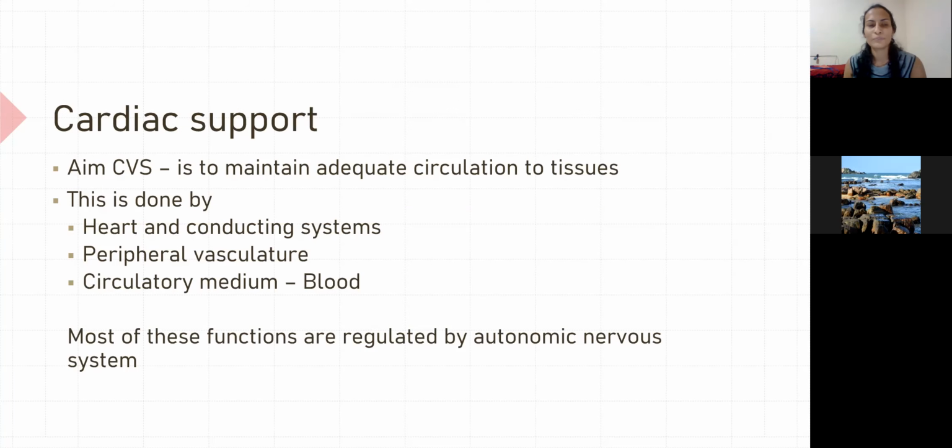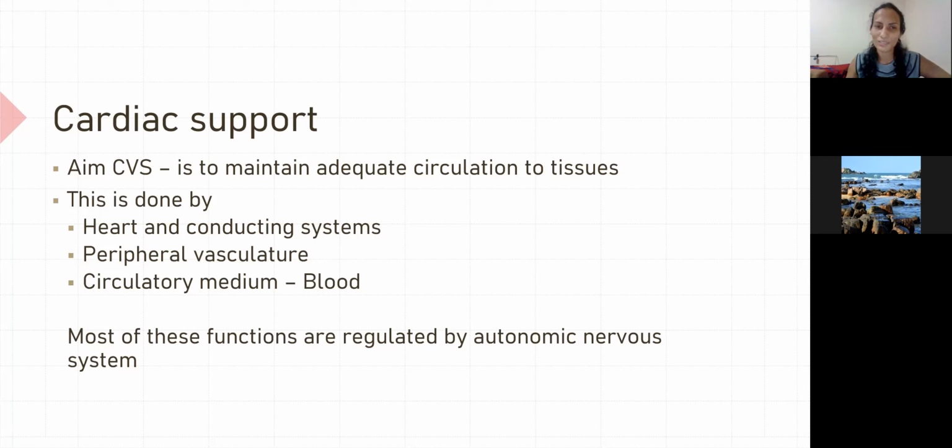So before talking about cardiac support, what is the function of the cardiovascular system? The aim of the function of the cardiovascular system is to maintain adequate circulation to the tissues. So we are talking about the tissue level. The circulatory system is responsible for taking blood from the heart to your organs. This is done by your heart and conducting system, and also there is a vascular system, the vasculature, and also the circulatory medium, which is the blood.